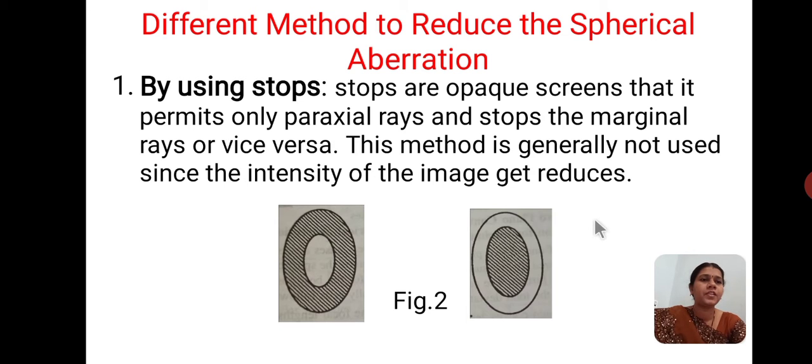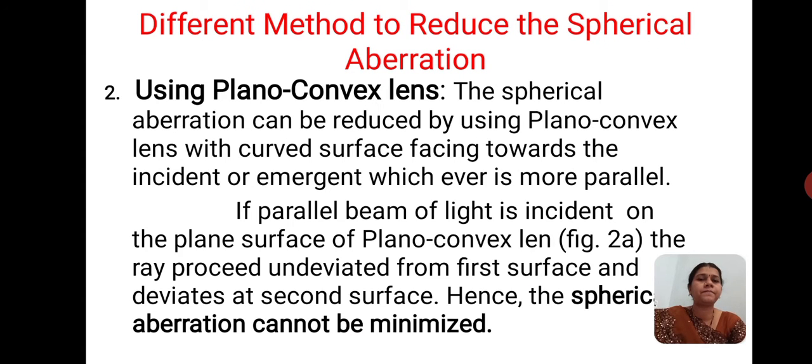Okay students? The second one is using the plano-convex lens. This is a method from which we can reduce the spherical aberration. We will learn now how we can reduce it. Spherical aberration can be reduced by using the plano-convex lens with the curved surface. Make a note here: the curved surface facing towards the incident or emergent side, whichever is more parallel.